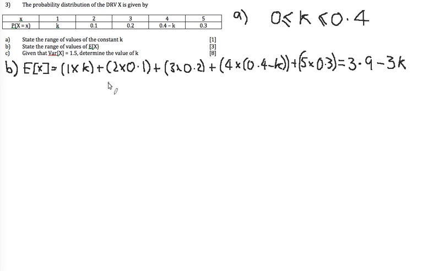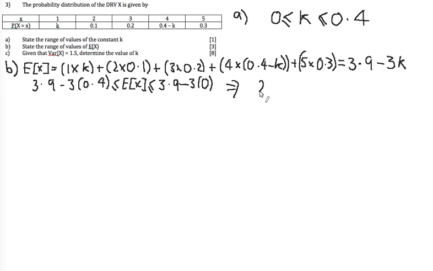Now if k is equal to 0, that will give us our maximum expectation. So if we put in k equals 0.4, 3.9 take away 3 lots of 0.4, and actually let's write it down. So 3.9 minus 3 lots of 0.4 is less than or equal to the expectation of x, which is less than or equal to 3.9 minus 3 lots of 0. Okay, and this leads us to the range that the expectation of x lies between 2.7 and 3.9.